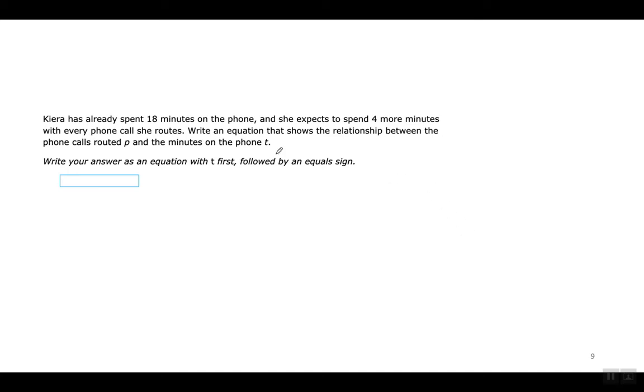All right, Kiera has already spent 18 minutes on the phone. Kiera ya ha pasado 18 minutos en el teléfono. She expects to spend 4 more minutes with every phone call she makes. Ella piensa pasar 4 minutos más para cada llamada que ella hace.